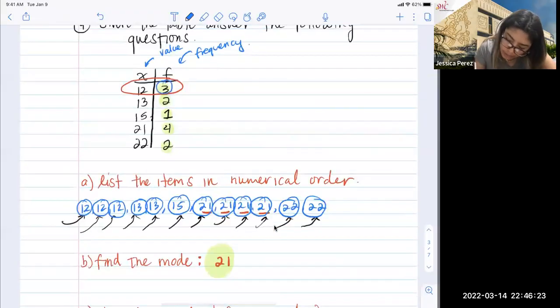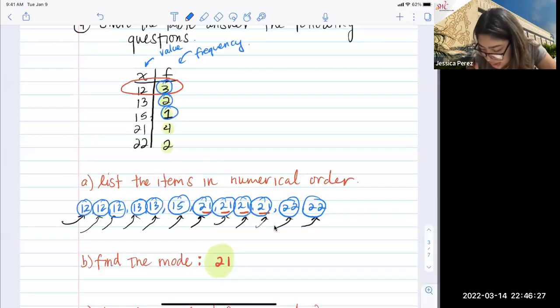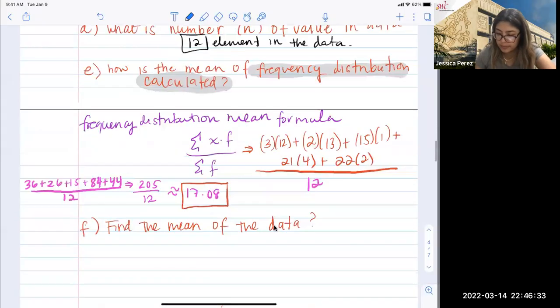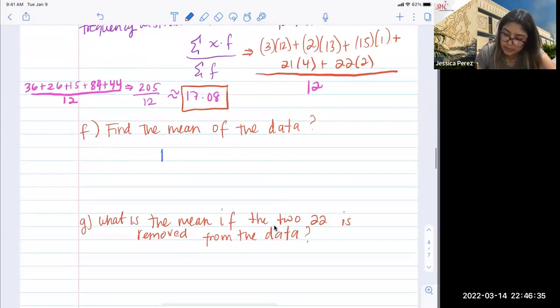The sum of the frequency: if I have 3 plus 2, that's 5. Plus 1 is 6. 6 and 4, yep, 12. So it's going to be the same number. So it's 205 divided by 12, and it's the same, 17.08.